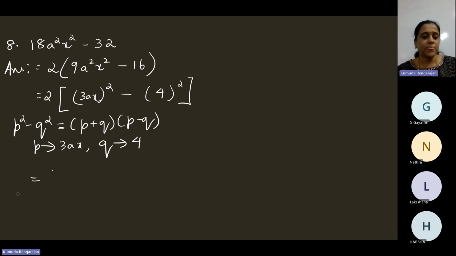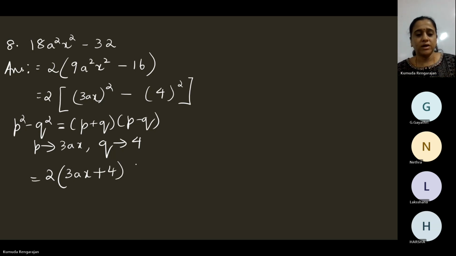That's equal to 2 as it is. So in the bracket, we have a squared minus b squared. So how do you factorize that? A plus b into a minus b. Sorry. In the bracket, we have something that looks like p squared minus q squared. So how do you factorize that? P plus q into p minus q. So this is p plus q into p minus q.